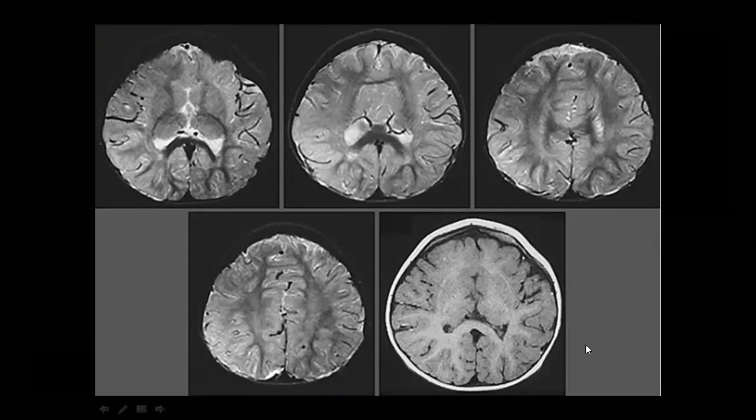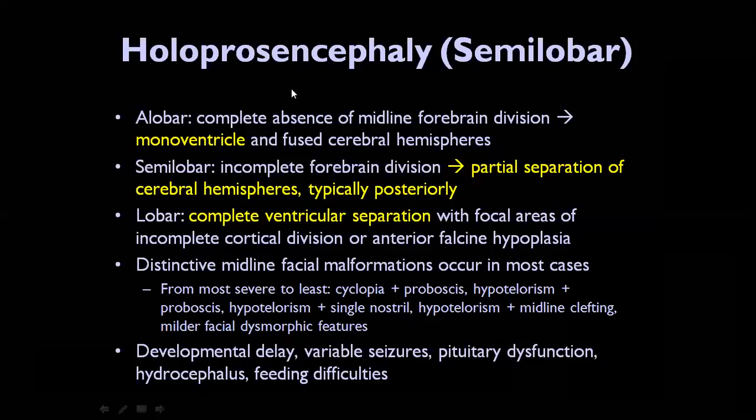In the congenital anomalies, can anyone recognize this as I go more quickly? We have just 3 minutes. Yeah, we are talking about holoprosencephaly, which is the semilobar type. The alobar type is monoventricle. In the semilobar type, there is partial separation, and the lobar type is like complete ventricular separation.